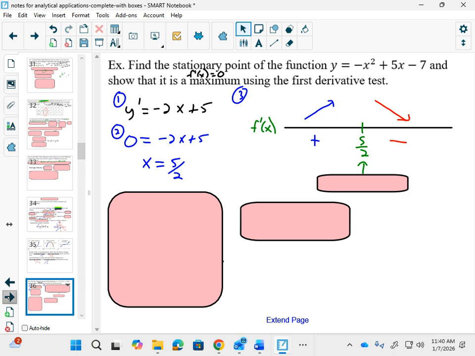When I plug in anything bigger than 5/2, if you're unsure, choose something huge, 1 billion. I'm a little bit unsure of my mental math. 5/2 I know is pretty small. I'm pretty sure 1 billion is bigger than that. Okay, -2 times 1 billion, -2 billion, plus 5, still negative. And we know that that part is decreasing. Any value after 5/2 will tell you that it's negative. And so we know that it is a relative maximum.